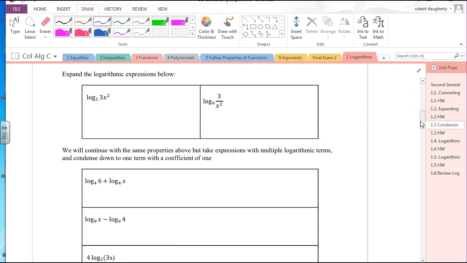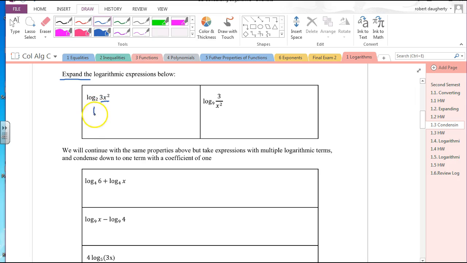Before we do that, these would have been homework problems similar to what you had from 1.2. So I want to expand these logarithm expressions. What do I see here? This is the log of what? Are those products, powers, or quotients? Power and product. I've got x raised to a power, but it's multiplied by 3.